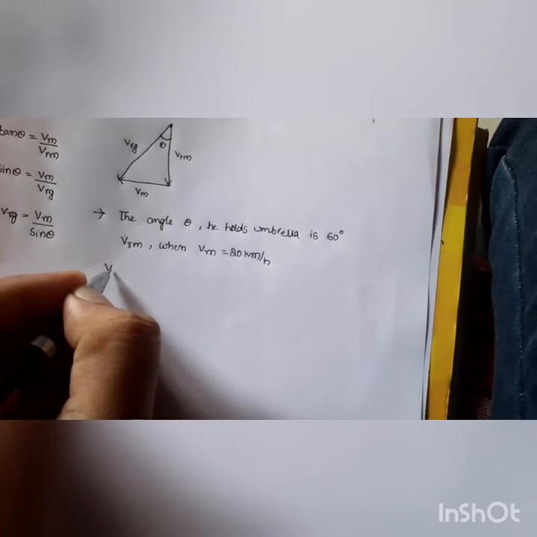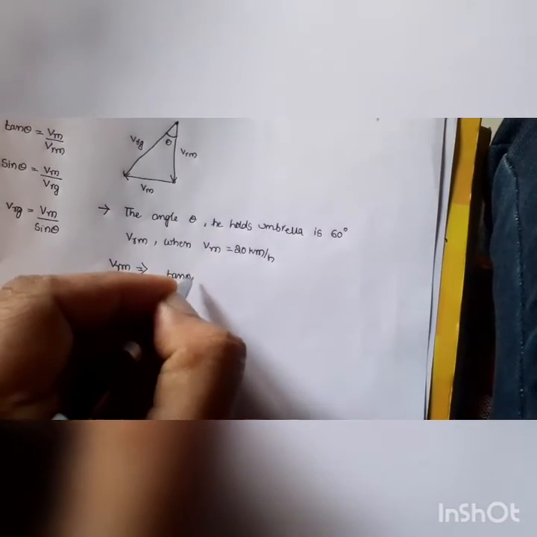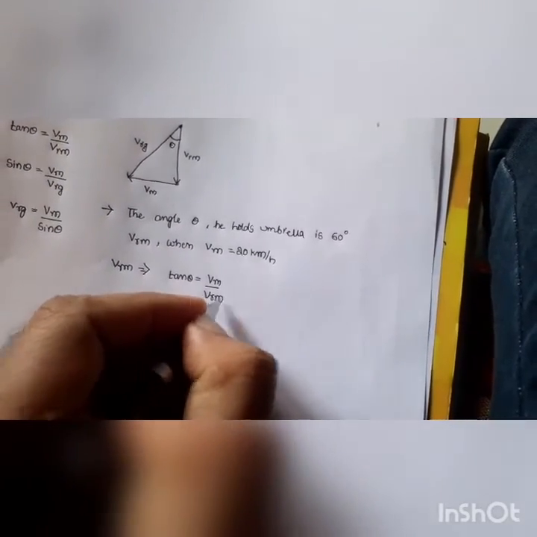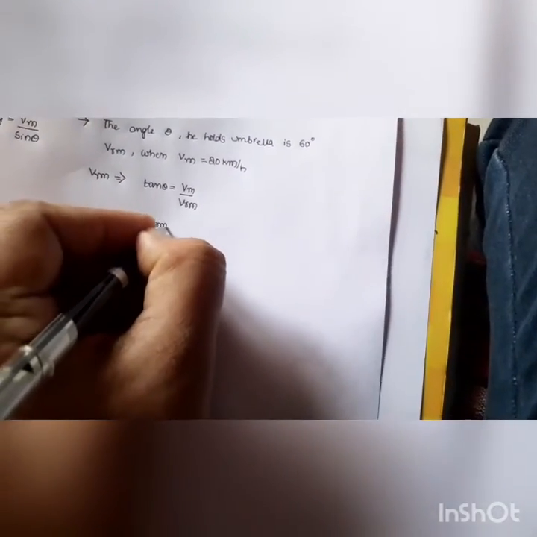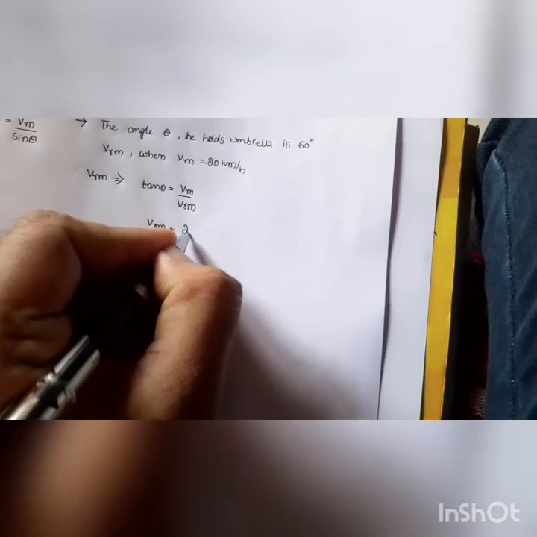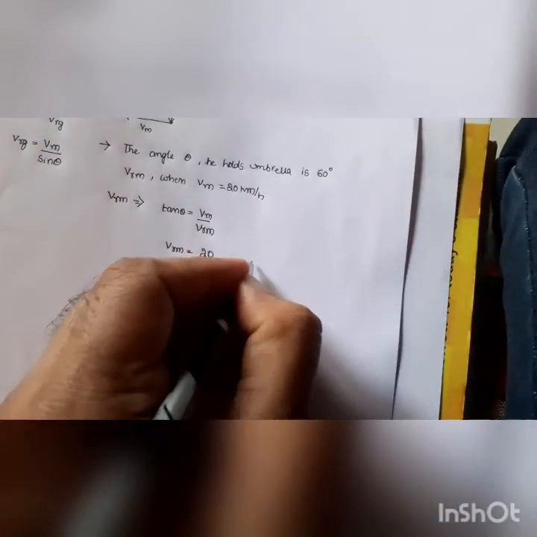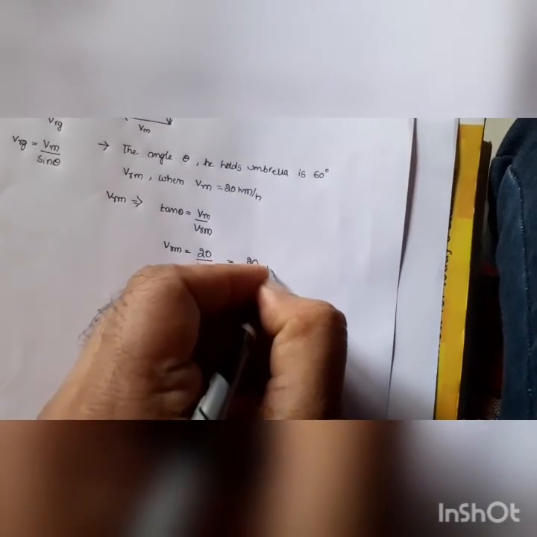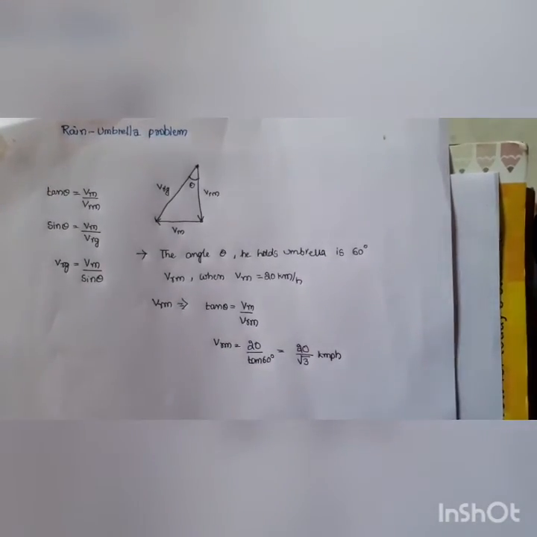We know tan theta is equal to the velocity of the man by the velocity of the rain with respect to the man, which is nothing but the velocity of the man by tan theta, 20 kilometers per hour by tan 60. So 20 by tan 60, and tan 60 is always root 3. So this is in kilometers per hour, or you can take it per second.